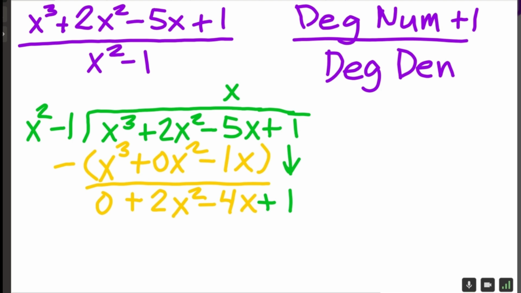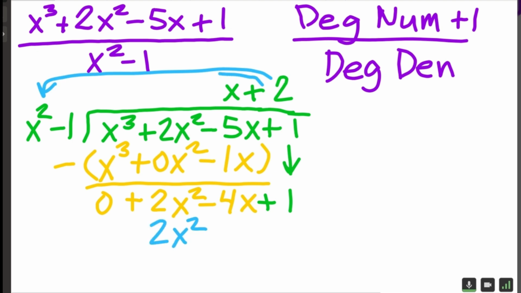So again, lead term x squared, and 2x squared. What do I need to multiply x squared by to get a positive 2x squared? That would be a positive 2. We're going to multiply it again. 2 times x squared, we said, is 2x squared. 2 times, remember, a 0x is a 0x. And 2 times negative 1 is negative 2.